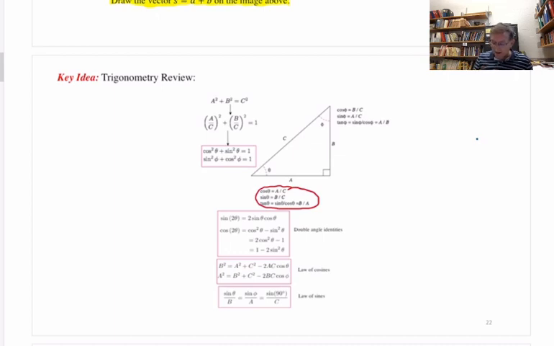Note that B is the length opposite to the angle theta, and A is the length adjacent to the angle theta. So you'll often hear people say that tan theta is opposite over adjacent. What tan theta really is, is sine theta divided by cosine theta, and that happens to come out to be equivalent to opposite over adjacent.